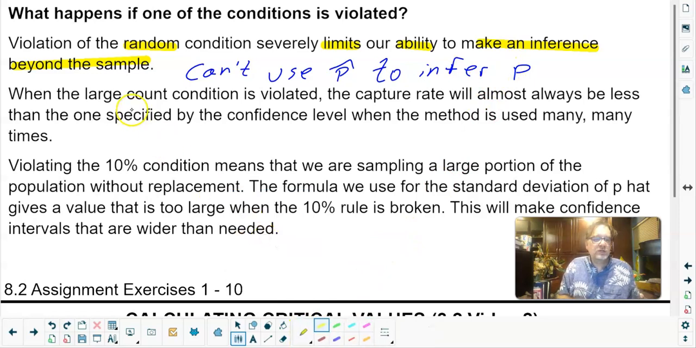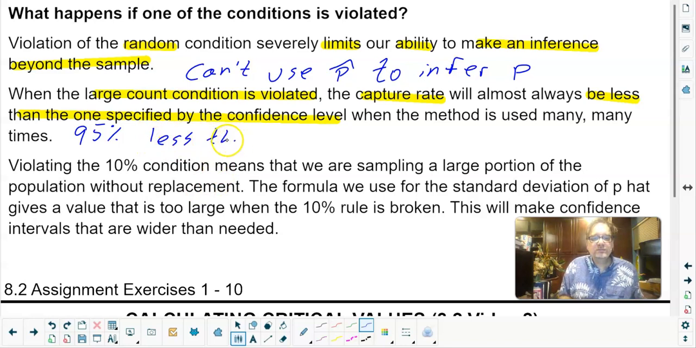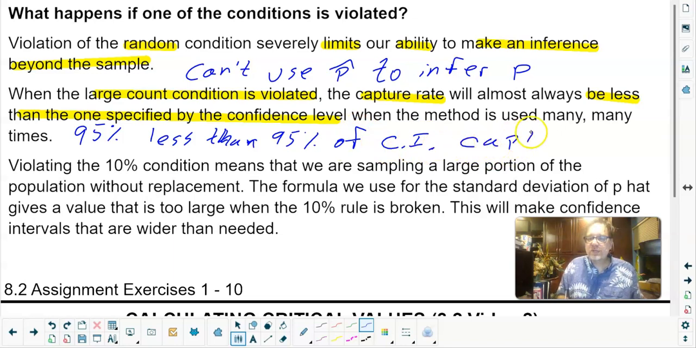If I violate the large count condition, the capture rate will be less than the one specified by the confidence interval. So if I want a 95% confidence level, what this means is less than 95% of confidence intervals will capture p, my parameter.